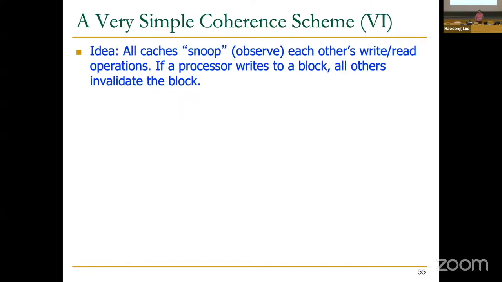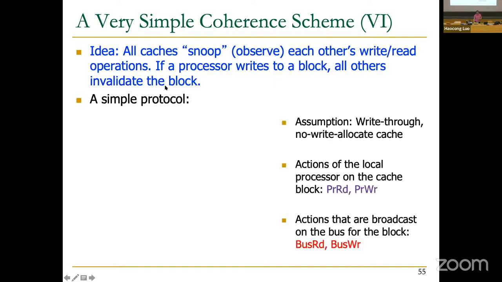So let me give you a very simple cache coherence scheme. I'm not going to go into the detail, but it implements whatever I said, basically. Whenever a processor writes to a cache block, it sends a broadcast message saying that I'm writing to the cache block, and everybody else invalidates the cache block if they have it in the cache. So all caches somehow observe each other's write and read operations. If a processor writes to a block, all others invalidate the block. So a simple protocol with some assumptions. You can study this on your own.